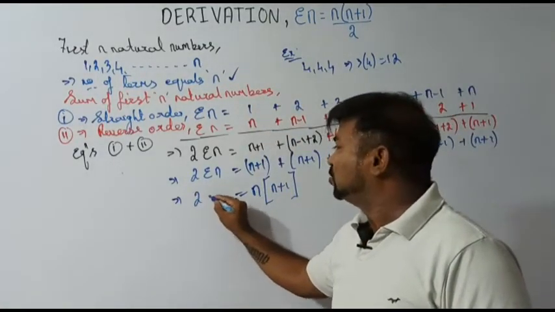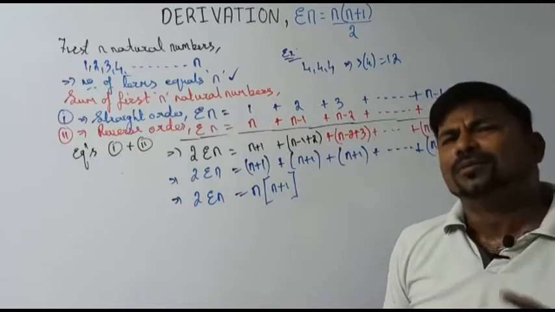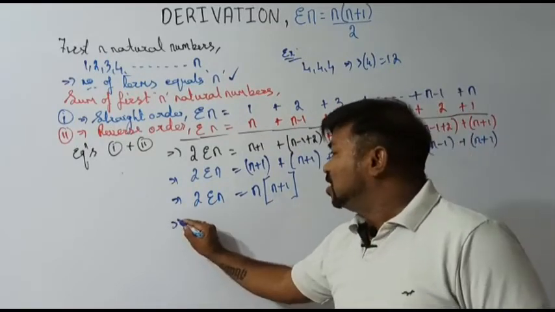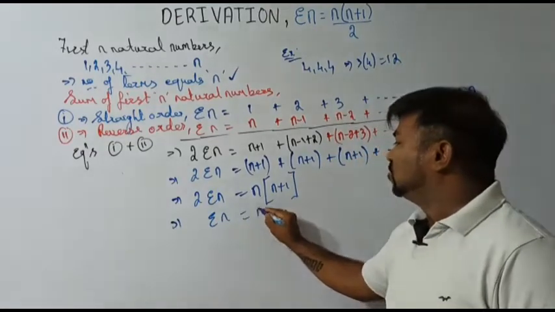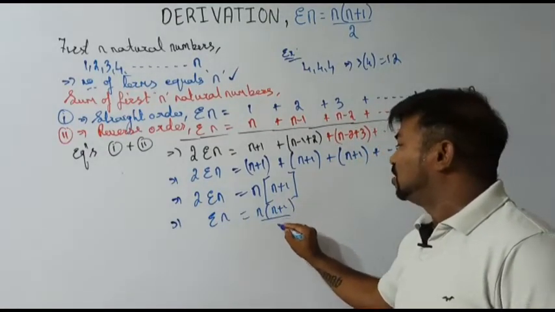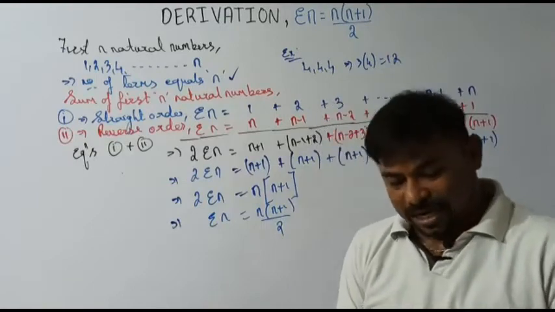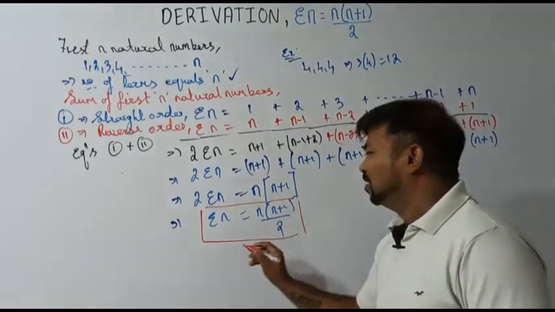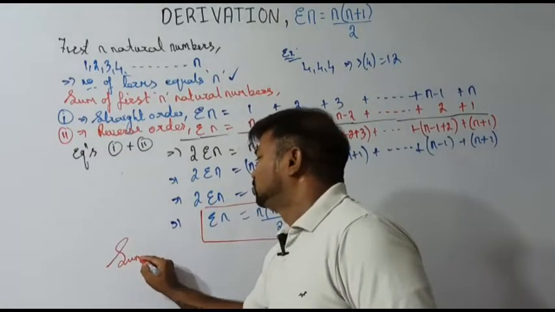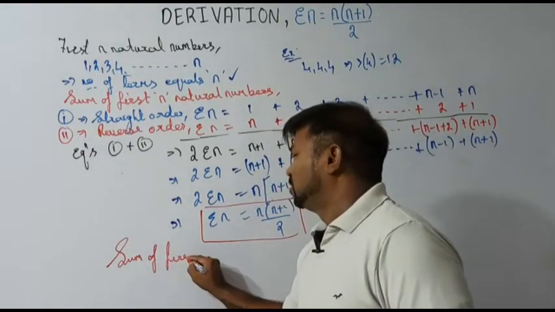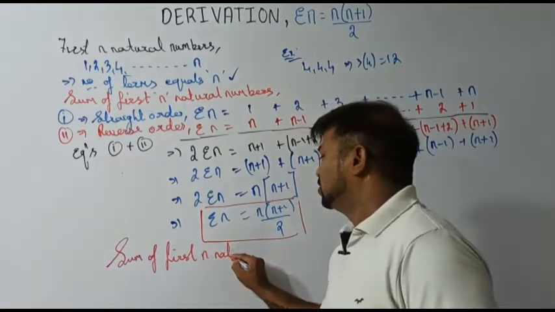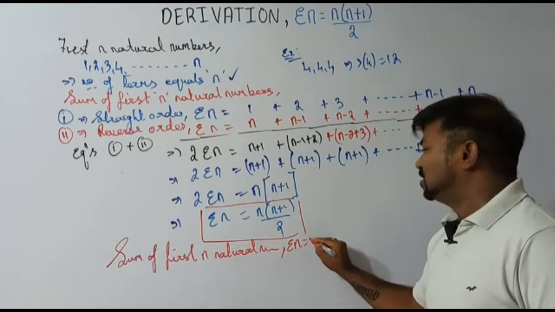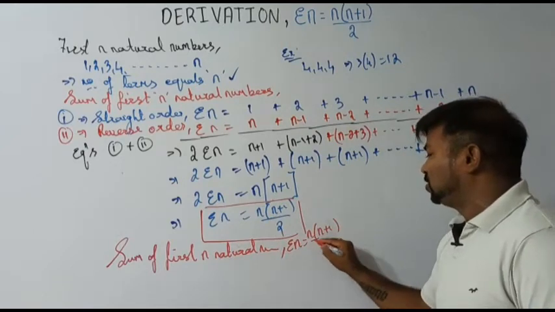Now let us simplify. 2 into sigma n, we got this. But what are we planning to do actually now? We are supposed to find sigma n. If you simplify, sigma n is equal to n into n plus 1 by 2. So this is the derivation we are searching for. Sum of the first n natural numbers. We have derived that sigma n is equal to n into n plus 1 by 2.